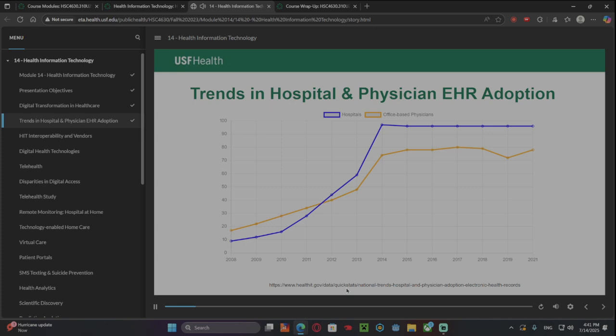And certainly the trends in hospital and physician electronic health record adoption show that digital transformation is well underway. Since about 2013, almost all hospitals have electronic health records installed. Physicians lag a little behind, although a large majority have electronic medical records.